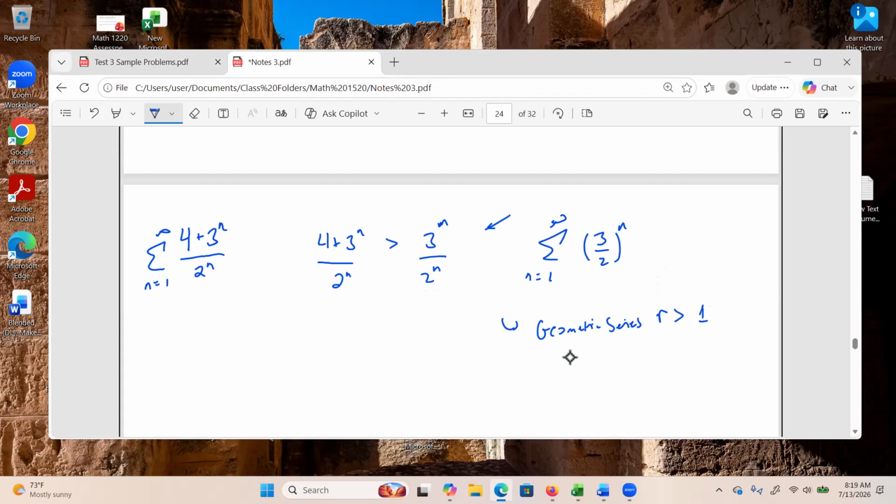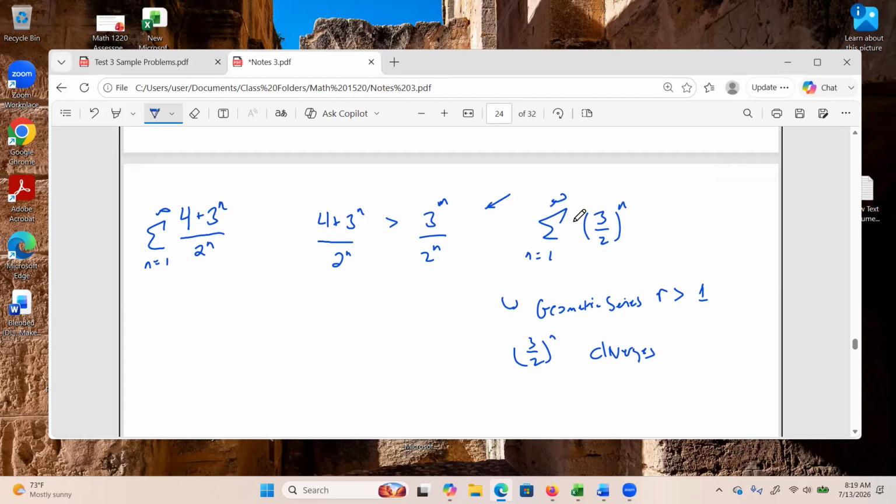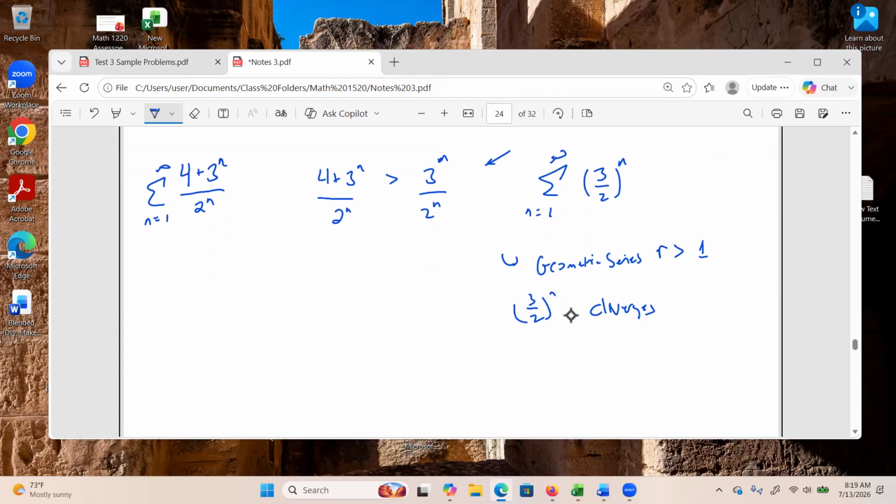At that point, I know that 3 over 2, all raised to the n power, as a series diverges. And since (4 plus 3 to the n) over 2 to the n is greater than this, it's bigger. This is really important as far as diverging versus converging. If the thing you're comparing it to diverges and yours is bigger, then yours is also going to diverge. If you're looking for convergence, whatever you're trying to compare it to must be bigger than yours, meaning yours must be smaller.